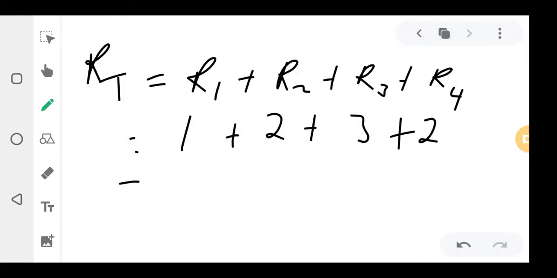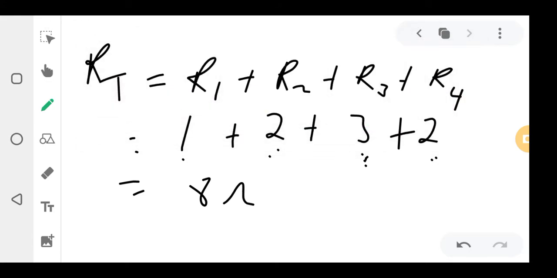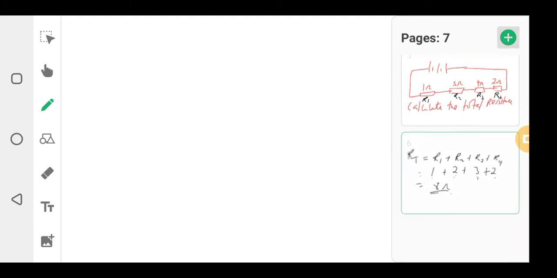Plus 2 ohms, and then you add them. So 1 plus 2 is 3, 3 plus 3 is 6, 6 plus 2 is 8. So it is 8 ohm. That's how you calculate. Whenever they ask you to calculate, the answer is 8 ohm. So do this exercise now.